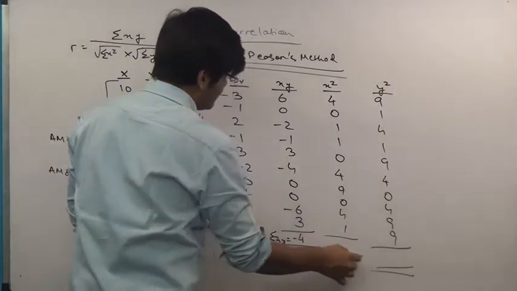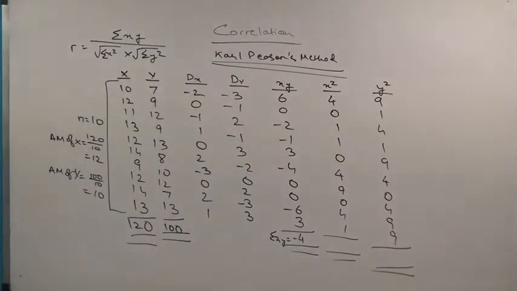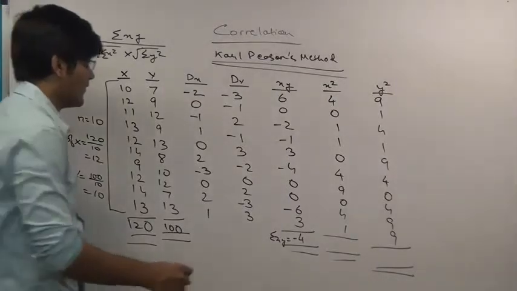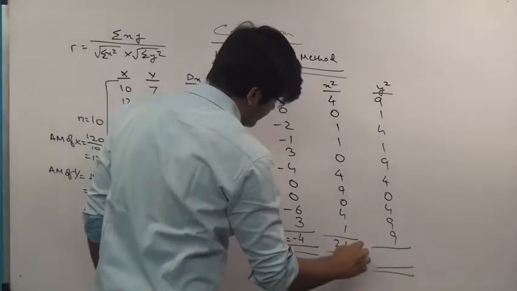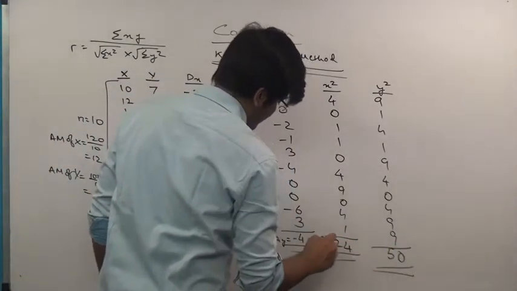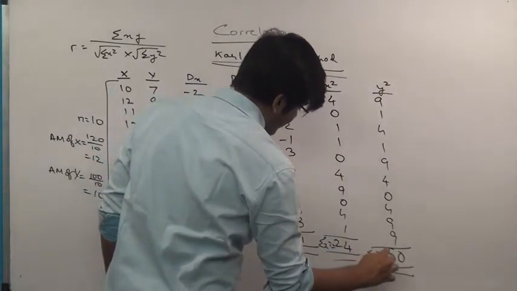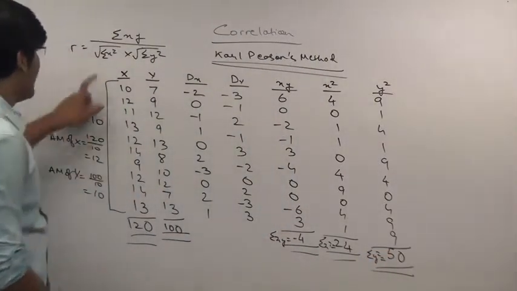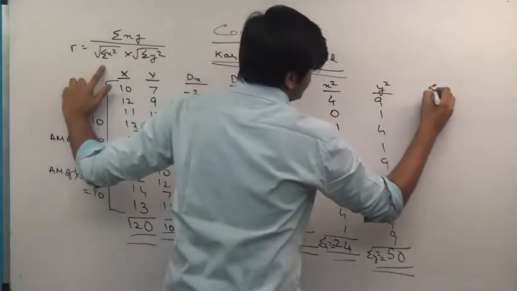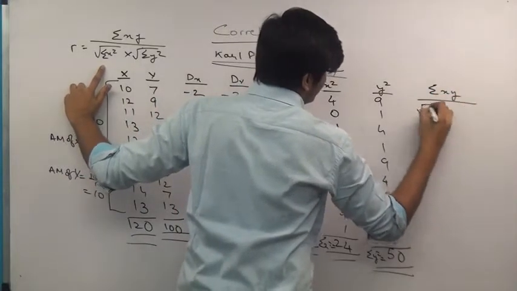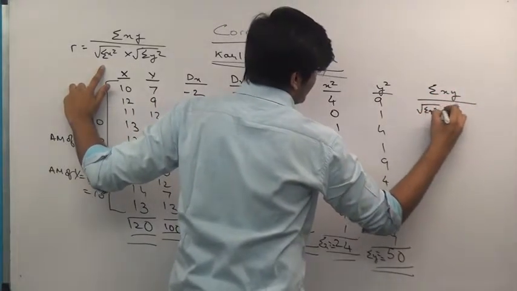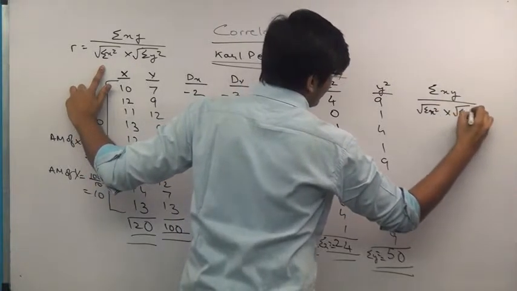Give me the total of these two. X square total and y square total, how much? Total of x square is 24. This is 50. So summation x square is 24 and summation y square is 50. So we have the formula here: summation xy divided by root over summation x square into summation y square.